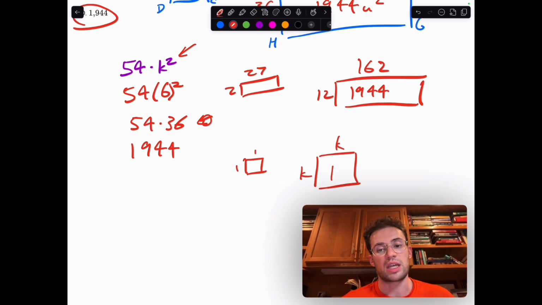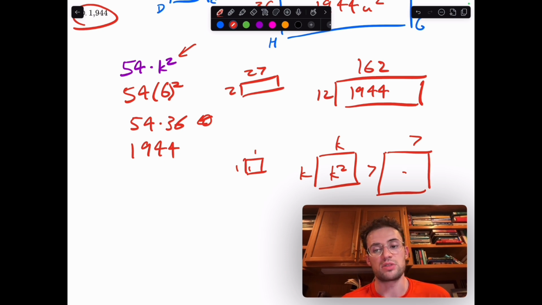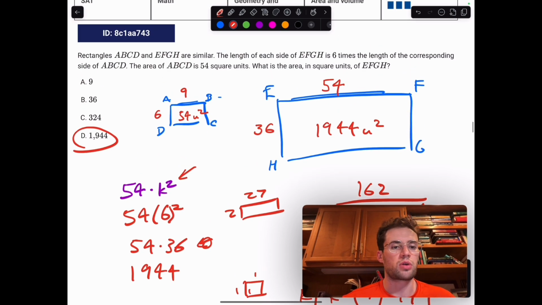So k times k, that'd become k squared. It was originally 1 times 1 is 1. Say they said scale it up by a factor of 7. Right, you could go, okay, well, the length and the width gets 7 times longer. 7 times 7 gives you 49. Right, so the area will get 49 times bigger. So it's just a quick way to check it.